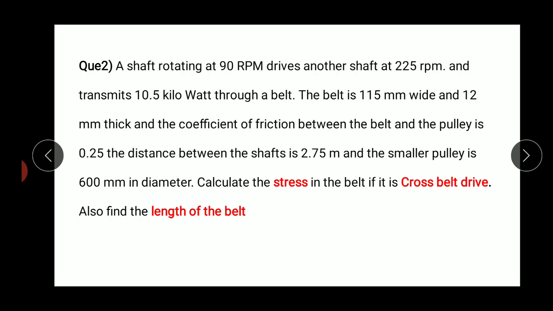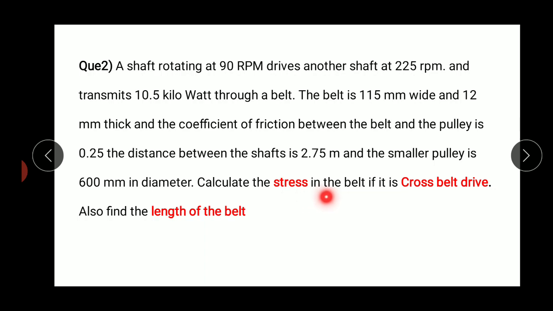The belt is 115 mm wide. So width of the belt, small b, is given, and it is 12 mm thick. So small t, the thickness of the belt, is given in mm. We have to convert it into meters. Coefficient of friction between the pulley and the belt is 0.25, so mu is also given. The distance between the shafts is 2.75 meters, so x is also given. The smaller pulley is 600 mm in diameter.